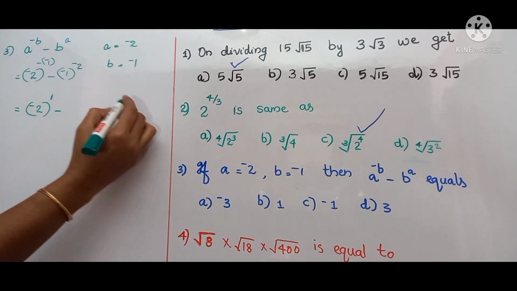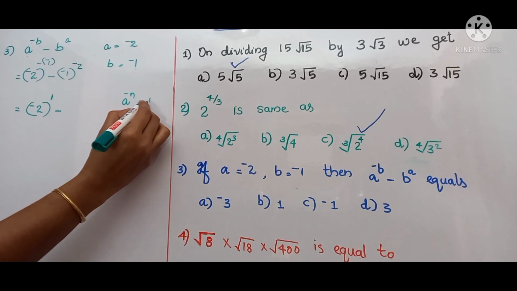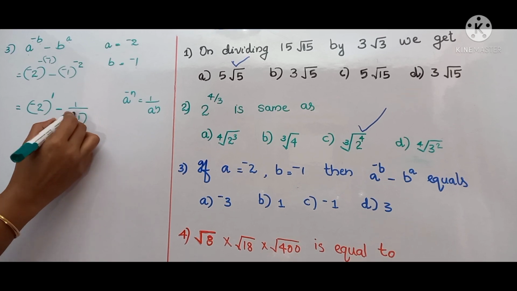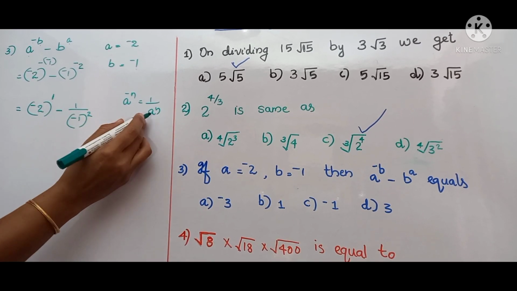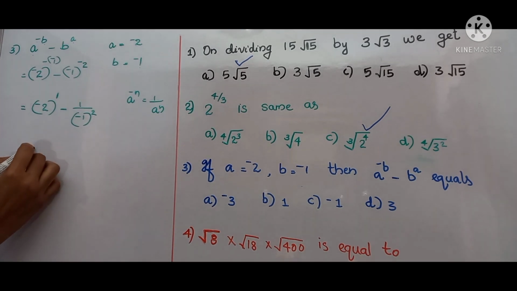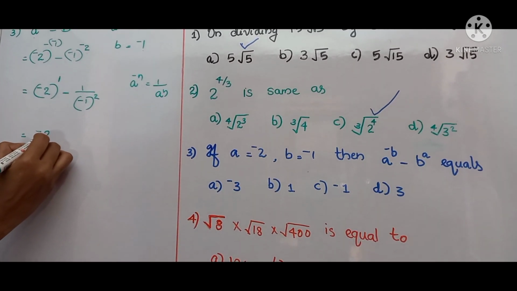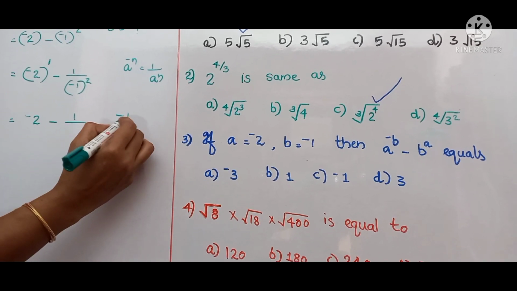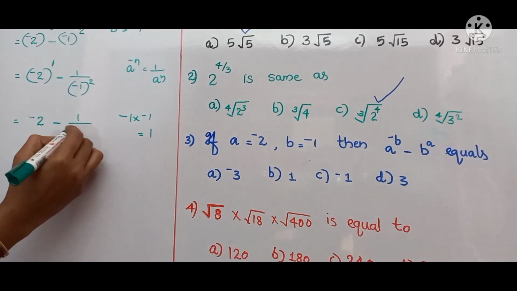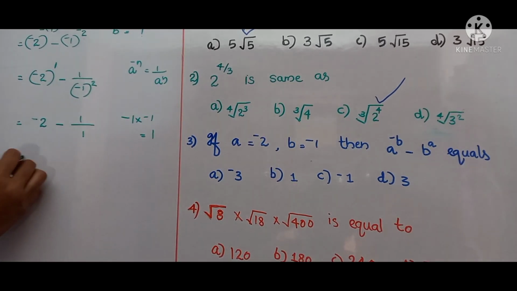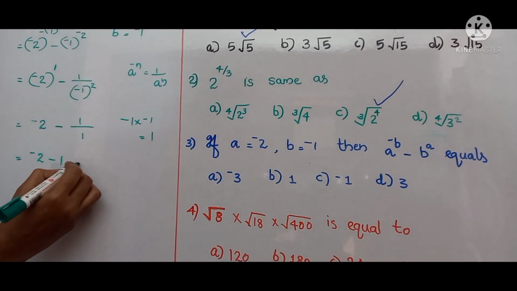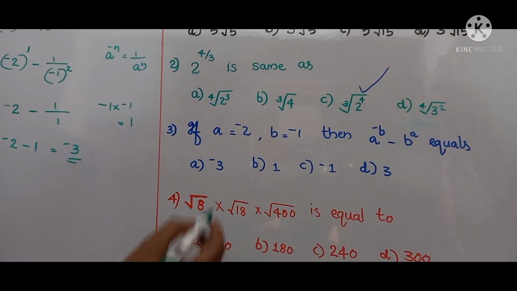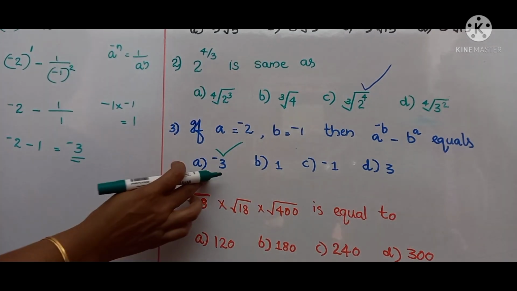Then minus, here a raised to minus n is equal to 1 by a raised to n we know. So we can write 1 divided by minus 1 raised to 2 by applying this exponential law. That is equal to minus 2 raised to 1 means minus 2 itself. Minus 1 divided by minus 1 square we know. Minus 1 into minus 1 is positive only, so 1 it is. That is equal to minus 2 minus 1, that is equal to minus 3. Then look at the options. Here you can see minus 3. So this is our answer A.